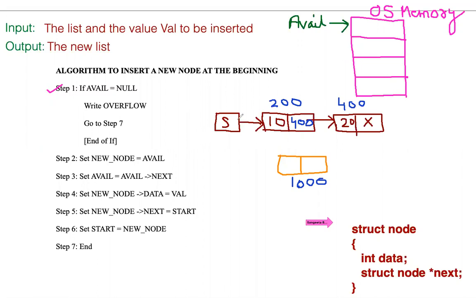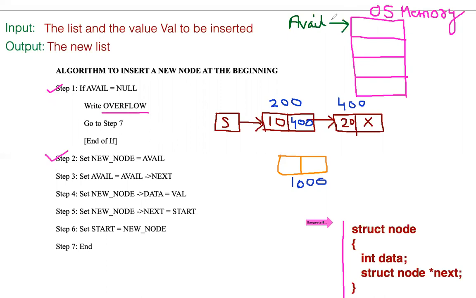Now, if this is empty, that means if there is no available memory space in the operating system, what is it going to report? It is going to report an overflow condition. That means the OS doesn't have sufficient memory space to allocate to a given node. Because whenever we are doing something like this, it is basically allocating some memory space. So if there is no memory space, it is going to report an overflow condition. Now, if it is not an overflow condition, then we write new node equals avail.